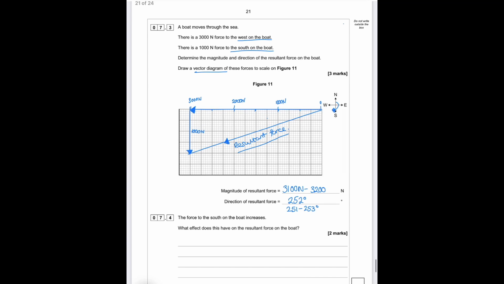Now, for the next question, it says the force to the south on the boat increases. What effect does this have on the resultant force on the boat? So, if the force towards the south increased, firstly, the resultant force would have a bigger size. So, the size of the resultant force would increase, and the direction that the boat is moving would change more towards the south.